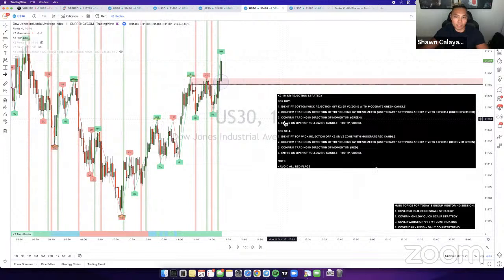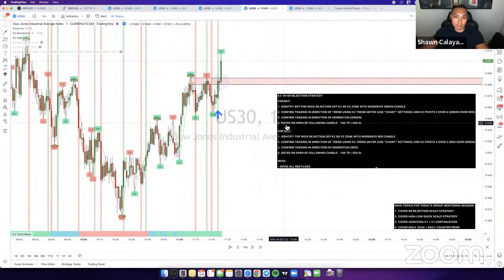For requirement number 3, you want to confirm that you're trading in the direction of momentum. In order to do that, you just want to look back at the most recent momentum signal. You can see right here, the most recent momentum signal is a green bullish signal, right? So in order to determine that you're trading the direction of momentum, just look back, and if you can see right here that it's a bullish buy signal, then you're trading the direction of momentum. If it's red, then momentum is going the other way. So with that said, we have requirements 1 through 3 met.